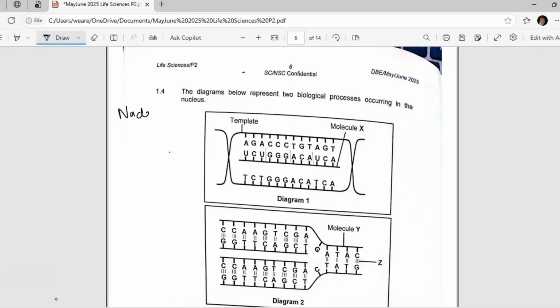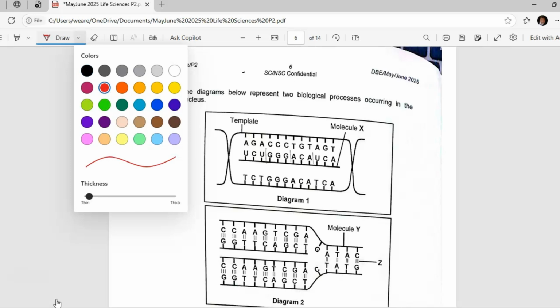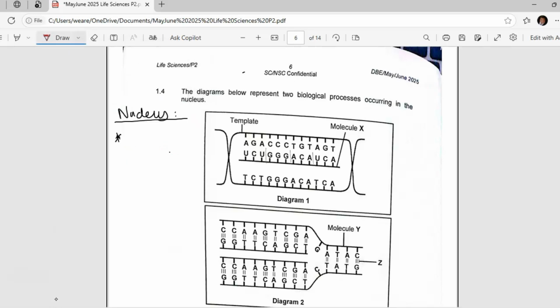Now, firstly, when we see the word nucleus, or when we hear that it's occurring in the nucleus, we should automatically associate two important biological processes with the nucleus, and that would be DNA replication, based on our extensive knowledge at this point, and transcription. We should know at least that, right? That those two processes are taking place in the nucleus. So automatically we know it's going to be one of these.